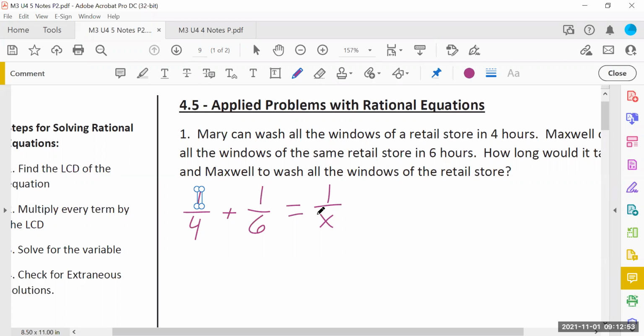This is exactly like solving what we did in section 4. I'm going to find the least common denominator. I'm going to multiply by the least common denominator. And if all goes well, I'm not going to have any fractions anymore. And I'm going to solve. So here, what's the least common denominator for 4, 6, and x?